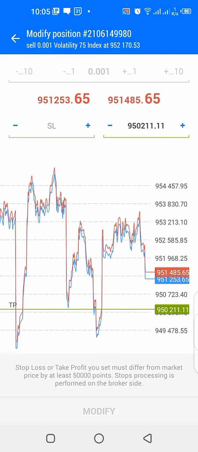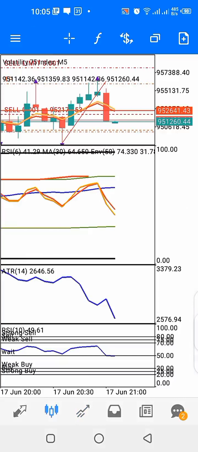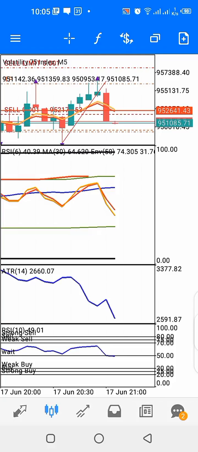It's doing fine. You can see it's doing fine, almost getting to the 2,000 points that I set as my take profit. It is already getting to around 800.